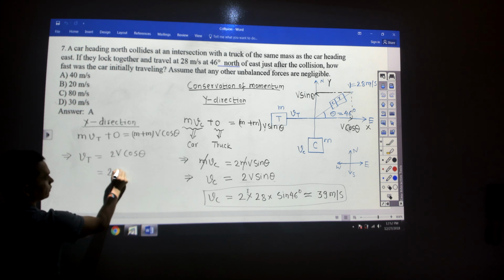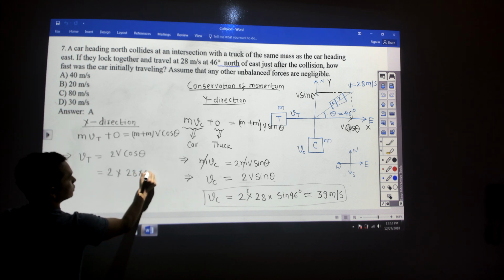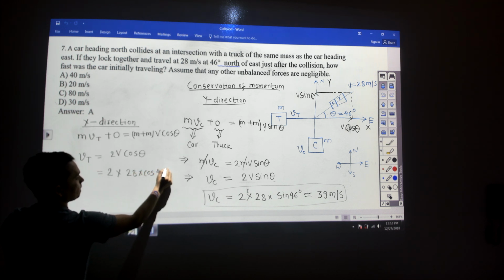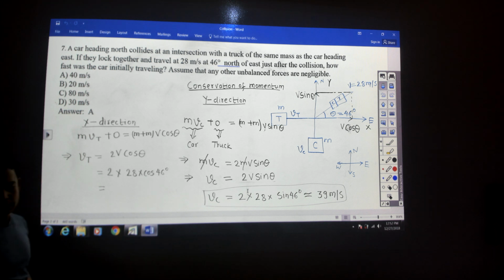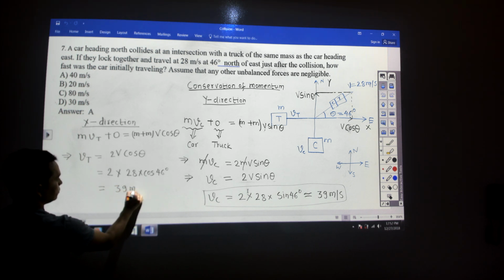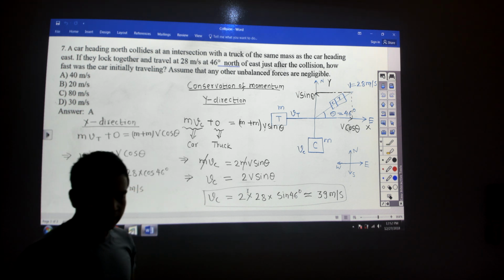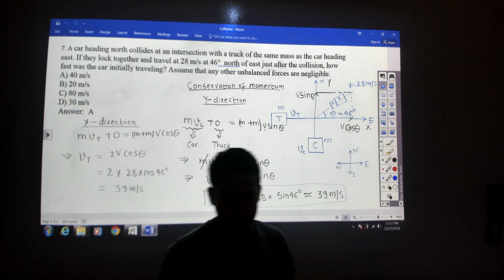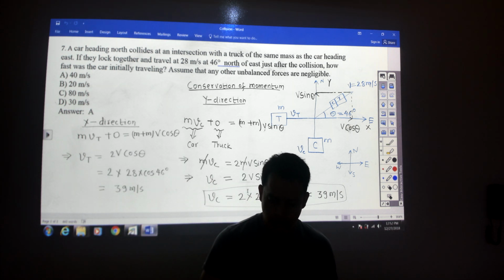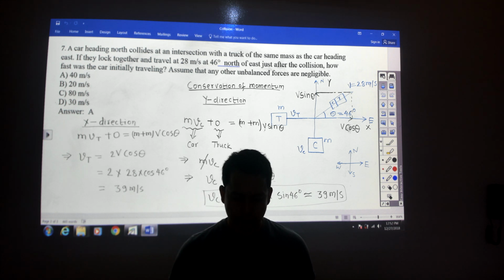You know v is 28 times cosine of 46 degrees. Once you plug in all the numbers, the answer you will get is again close to 39 meters per second. Because the angle is close to 45 degrees and the mass is also the same, you can predict the momentum for both truck and car would be very, very close. That's what you got here, so it makes perfect sense.